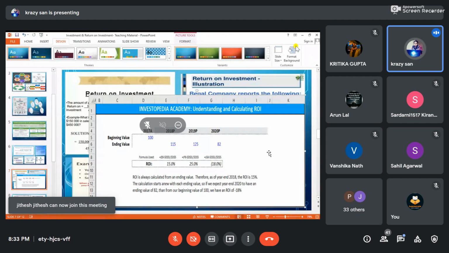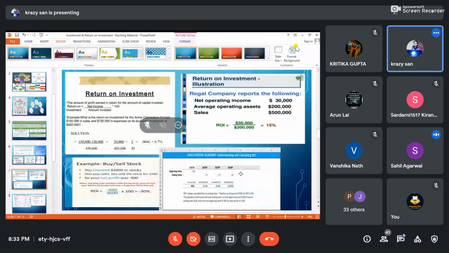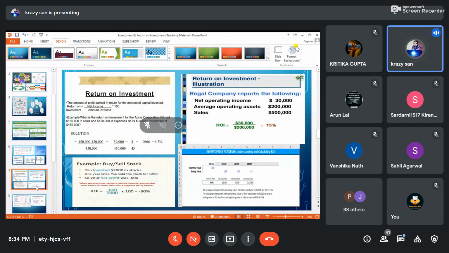Therefore, as of 1 year end of 2018, the ROI is 15%. Because it is helped with the ending value of 2017. The calculation starts anew with each ending value. So if we expect year end 2020 to have an ending value of 82, then from our beginning value of 100, we have an ROI of 18%. Directly, we can't jump to 2020. We have to keep on calculating and then reach the final ROI. Am I clear? Guys, any confusion? No. Okay. Then let's go to another slide.